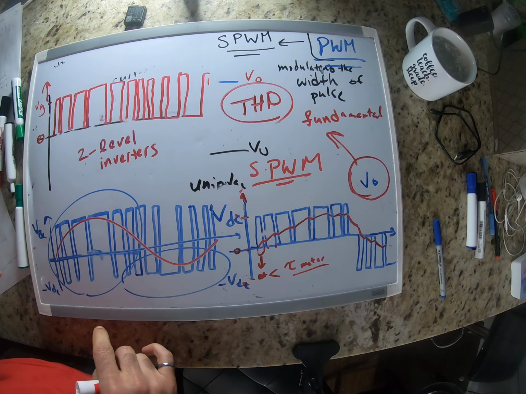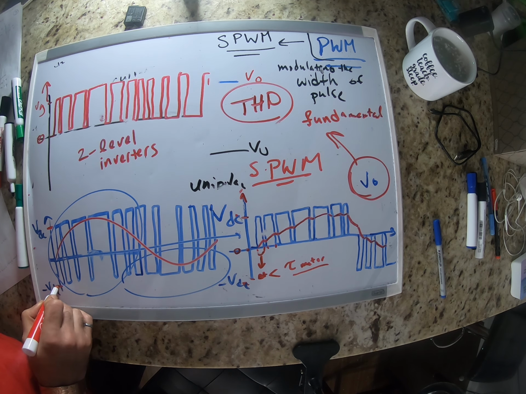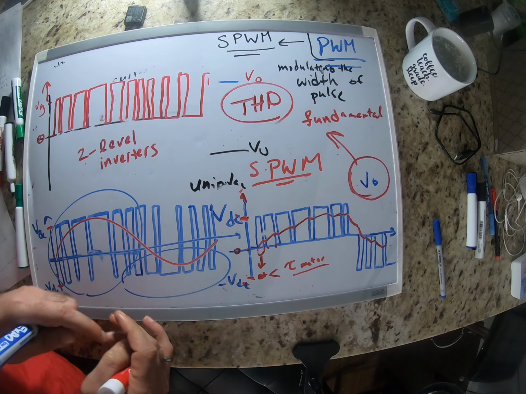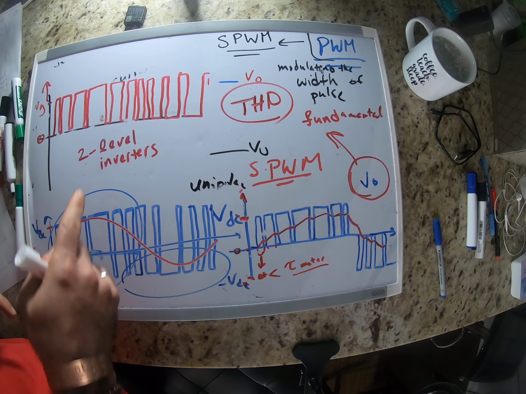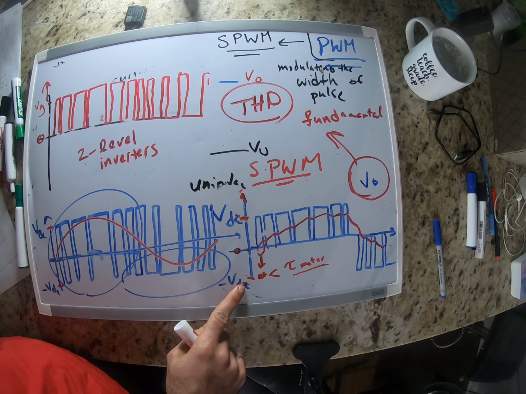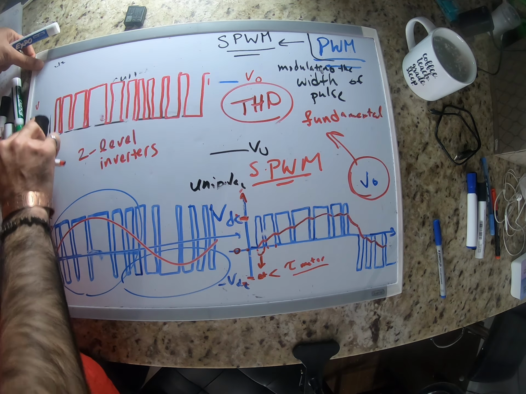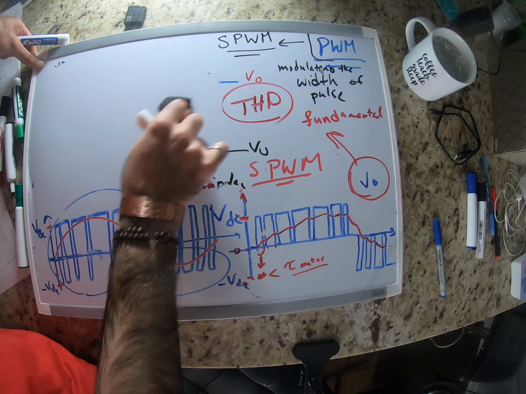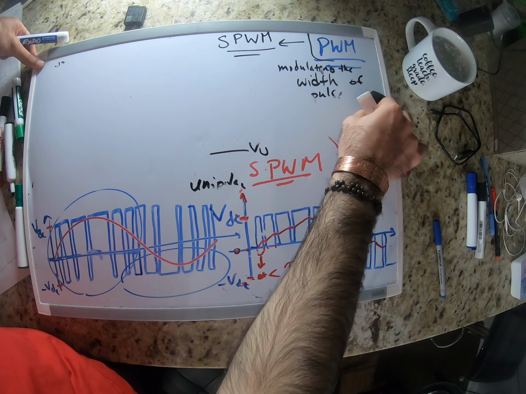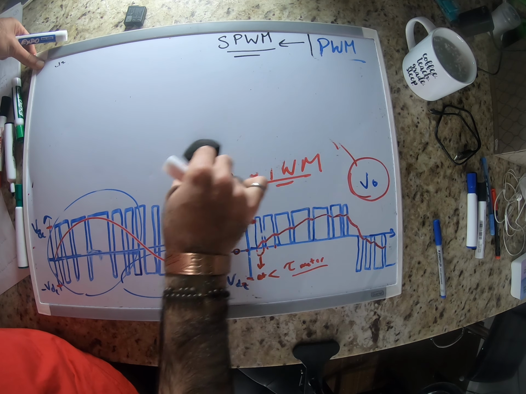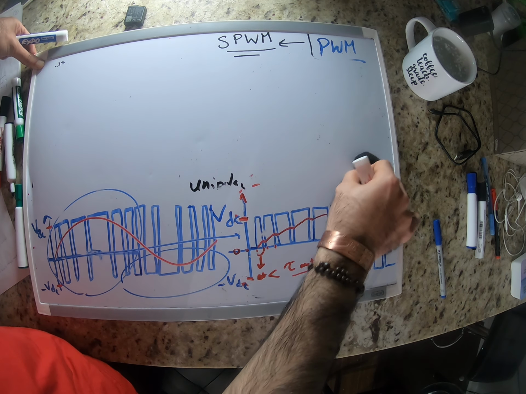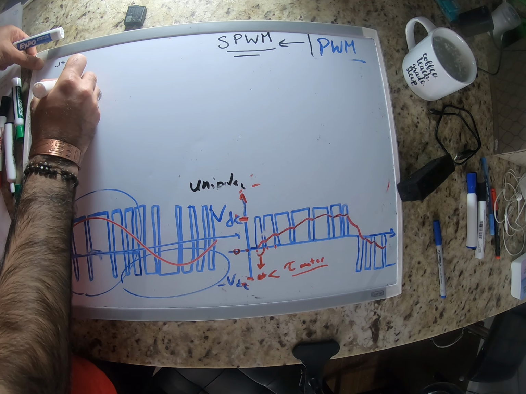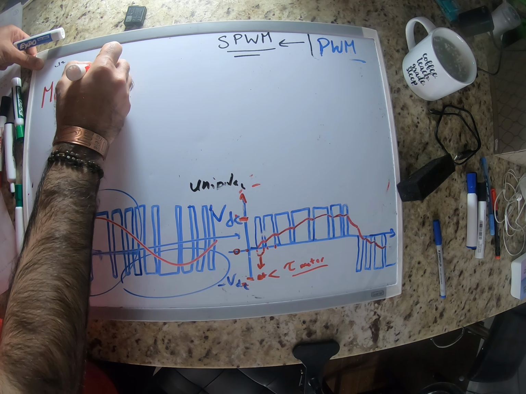We only have positive VDC and negative VDC. Here we have zero as well, but I'm saying at the actual voltage level we have positive VDC and negative VDC. We also have multi-level inverters, which we're not going to discuss in this course, but I want you to know because they're very commonly used in the industry.